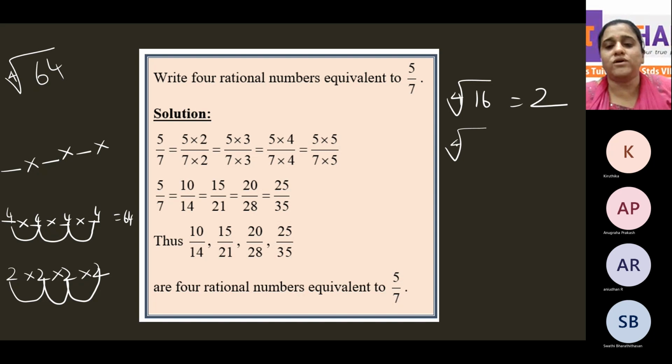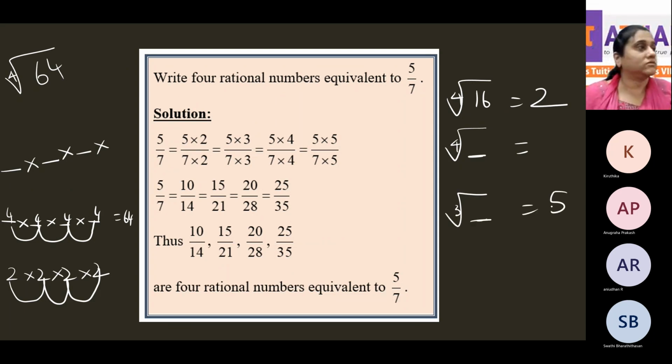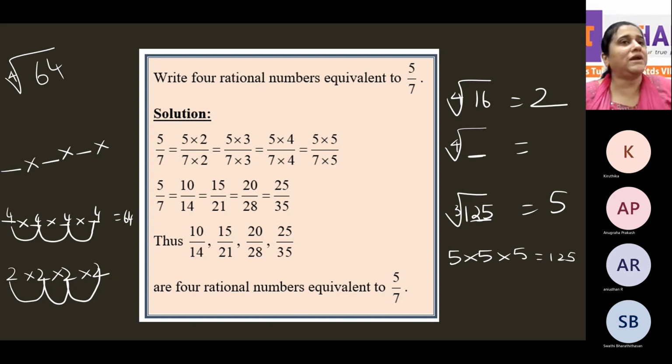Now tell me, cube root of what is 5? Cube root of what is 5? 125. Cube root of 125 is 5, because 5 multiplied with itself 3 times gives us 125, which means the cube root of 125 is 5.